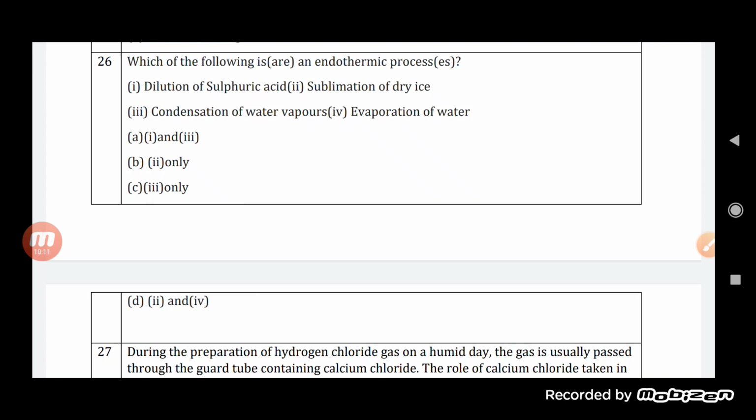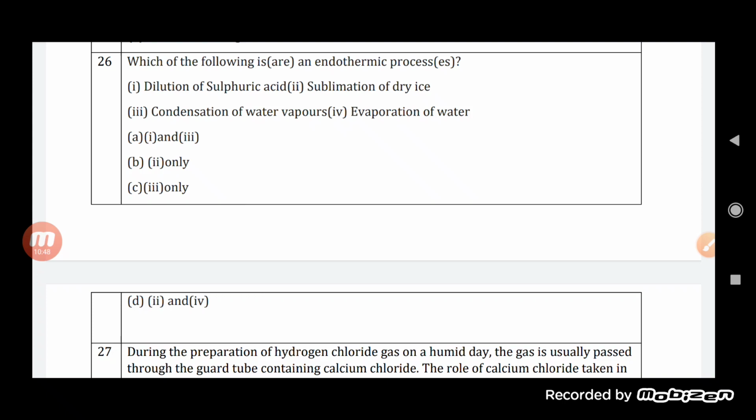The second one is sublimation of dry ice. Obviously a solid gets converted directly into gas without undergoing the liquid phase, and that is the sublimation process. The conversion of the solid to the gas will happen if it absorbs heat. So this can be an endothermic process, in which the sublimation of dry ice into carbon dioxide occurs. Dry ice is solid carbon dioxide.